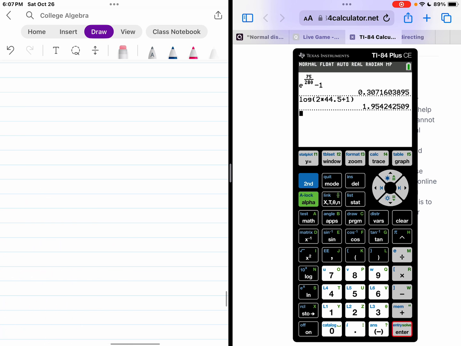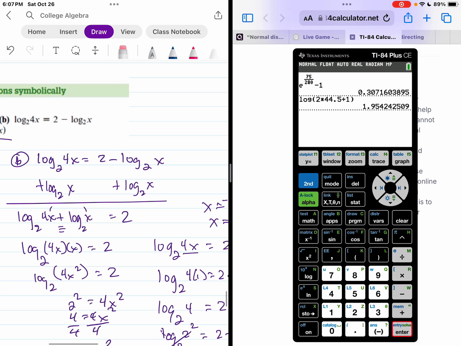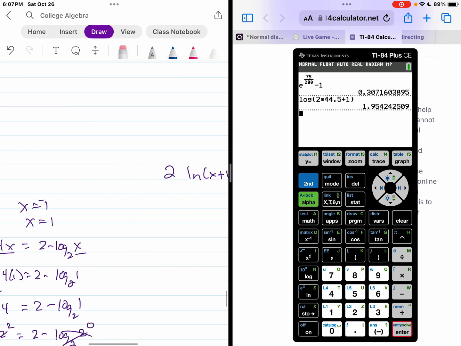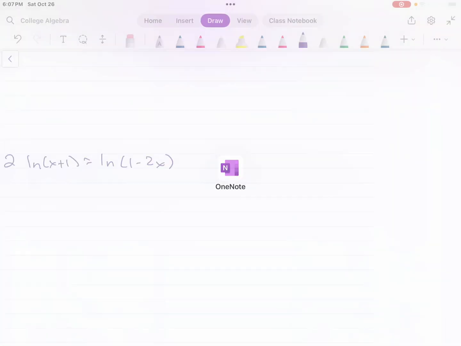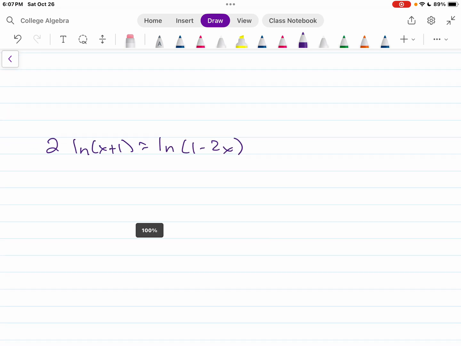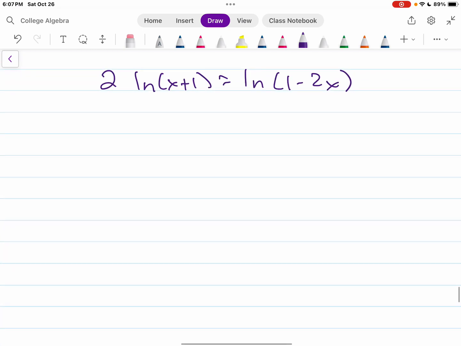2 ln x plus 1. 2 ln of x plus 1. Does that equal ln of 1 minus 2x? ln of 1 minus 2x. And I'm going to get rid of this calculator, give us some more room here. So now there's my problem.